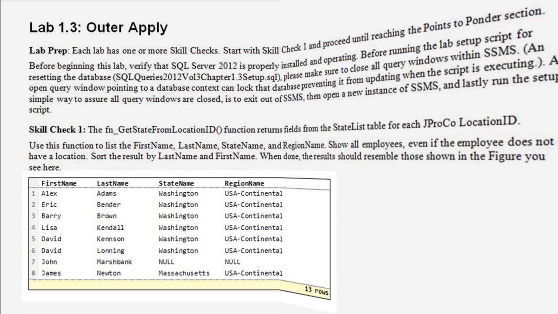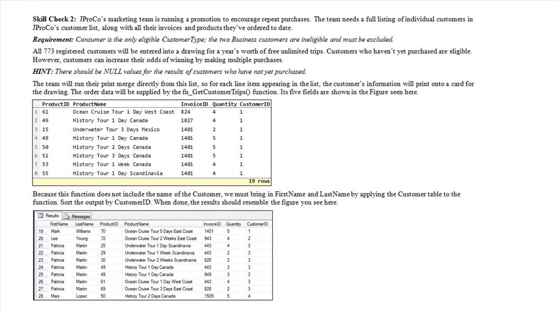Skill Check 2. JProCo's marketing team is running a promotion to encourage repeat purchases. The team needs a full listing of individual customers in JProCo's customers list, along with their invoices and the products they've ordered to date. Now, there's two types of customers, business and consumer. We're only interested in the consumer records. All 773 registered customers will be entered into a drawing for a year's worth of free unlimited trips.